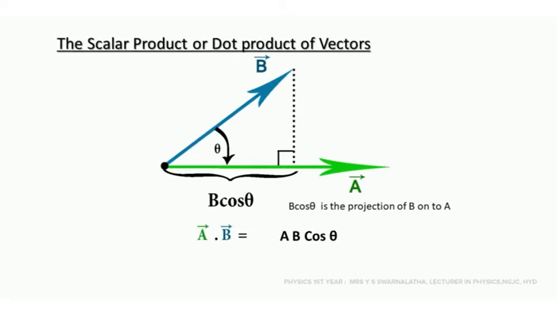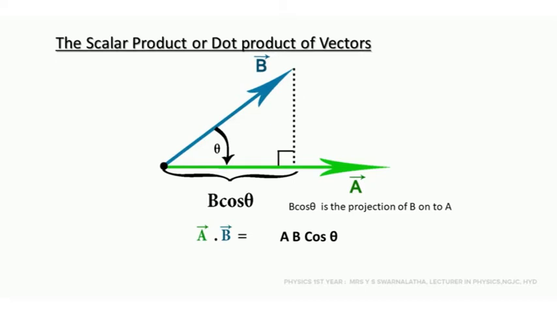So here we are taking the projection of b bar, that is b cos theta, and multiplying with the magnitude of the other vector. Here we are multiplying b cos theta with a bar. So magnitude of a bar. So we get ab cos theta. So a dot b is equal to ab cos theta.